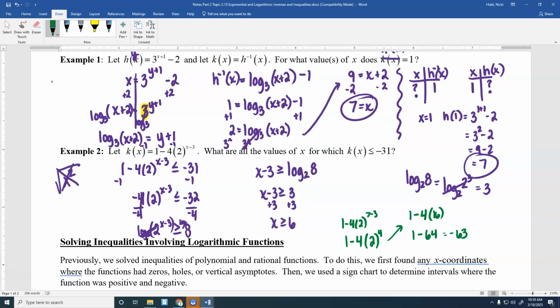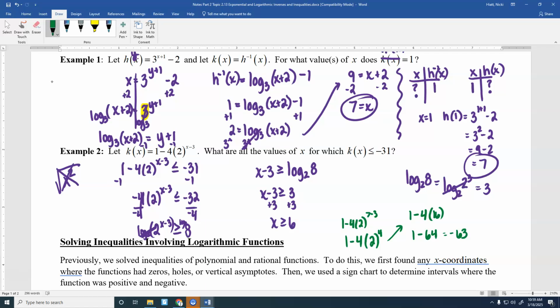It's a good idea to pick a point and plug it in at the end of this to make sure that it really is less than or equal to negative 31, because it's very easy to forget to flip your sign or do something weird that causes you to get the opposite answer for this.